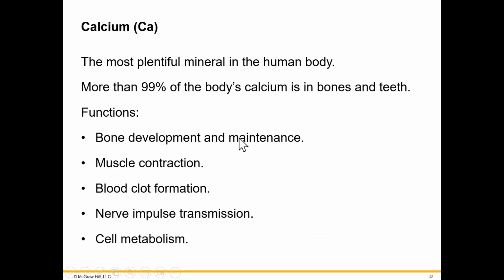Let's dive in a little bit more here to the bone development aspect of calcium. You have bone cells that help build up your bones. Okay, these are osteoblasts.